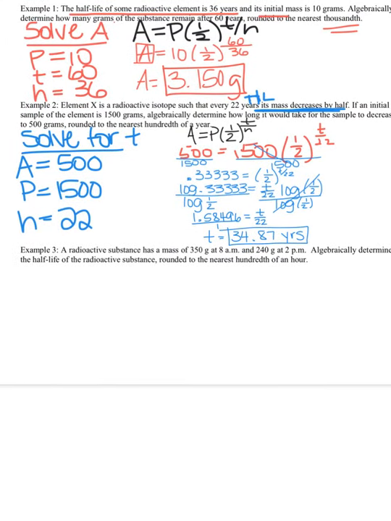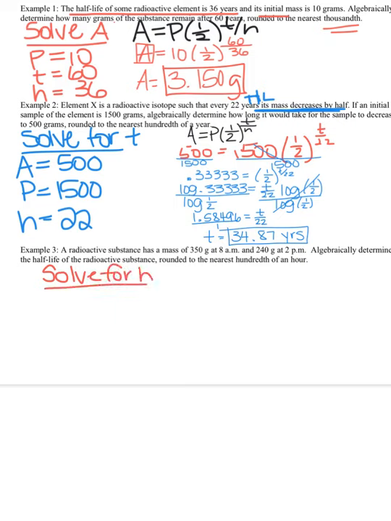All right, one more. So we've solved for A, we've solved for T, and this last one I'm going to show you how you would solve for H. A radioactive substance has a mass of 350 grams at 8 a.m. and 240 grams at 2 p.m. Algebra can determine the half-life of the radioactive substance. So again, it's specifically asking you for the half-life like I told you it would. So we're solving for H.